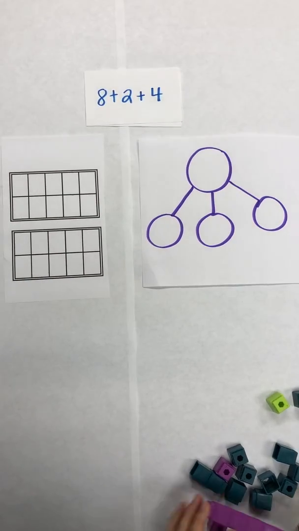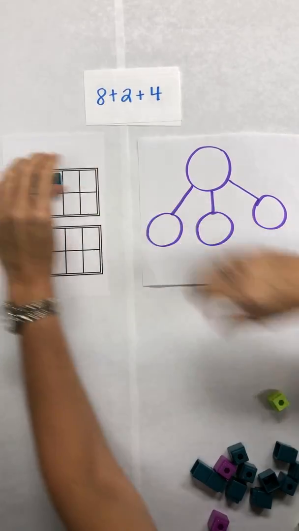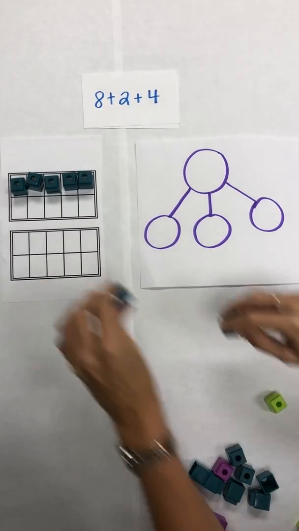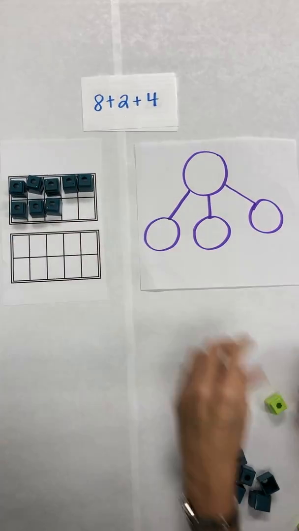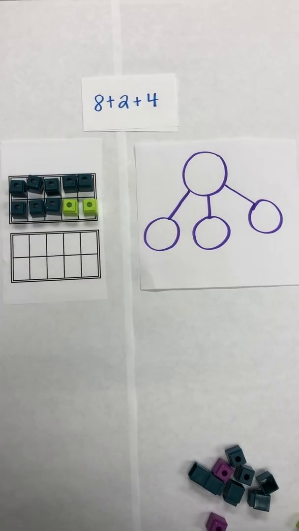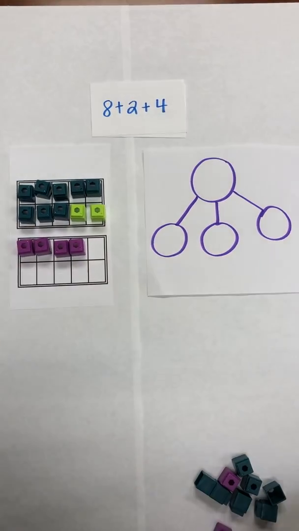So then once again, I would represent 8 on my 10 frame, which is going to be my first row completely filled in and 3 more. Then I would add on my second addend, which is 2 ones, which should complete my 10 frame because I know 8 and 2 make 10, and then add on 4 more, which would give me a sum of 14.